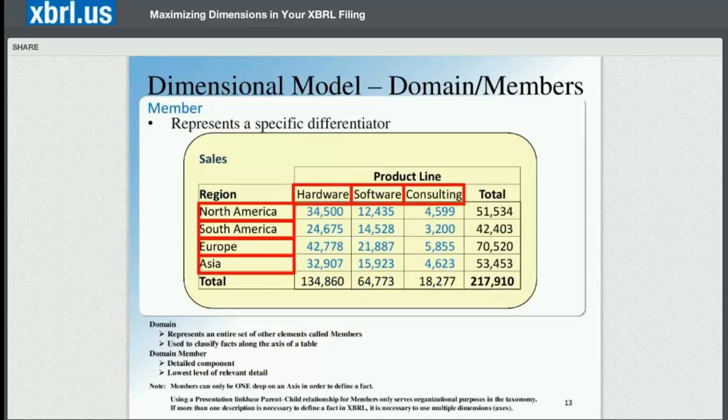Underneath our dimensions, we can see that we have members. These are the actual features and characteristics, the specific adjectives and nouns that we are using in conjunction with the common theme to which they relate in order to define the values in our table. We only have one financial tag in this case, one line item, and that's sales. But you look at region, you have four members: North America, South America, Europe, and Asia. You look at product line, you have three members: hardware, software, consulting.